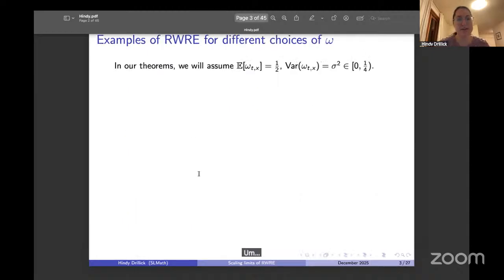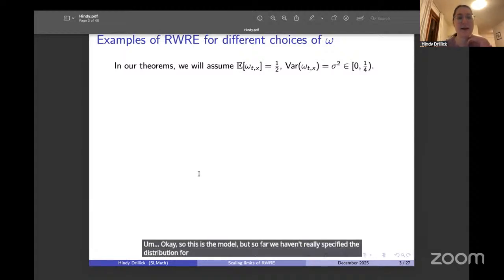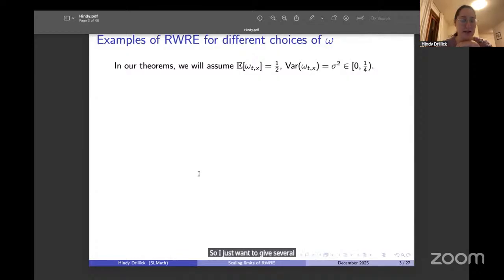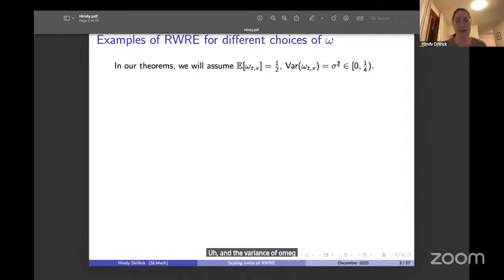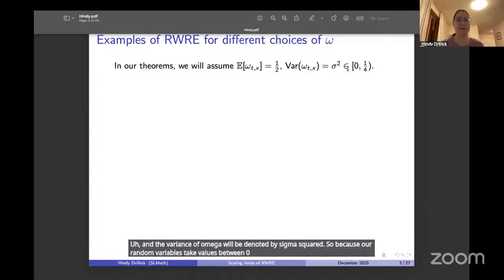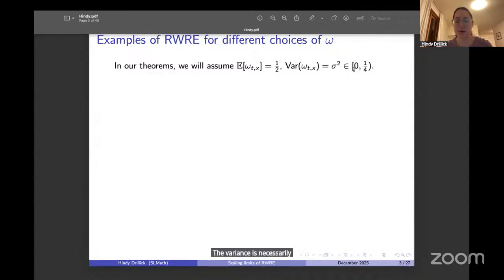Okay, so this is the model, but so far we haven't really specified the distribution for the environment omega. So I just want to give several examples of what that can look like. In all of our theorems, we're always going to assume that the expected value of omega is 1/2, so that on average, the random walks are centered. And the variance of omega will be denoted by sigma squared. Because our random variables take values between 0 and 1, the variance is necessarily between 0 and 1/4. But we're going to exclude the case where it's equal to 1/4, and we'll see why in a second.